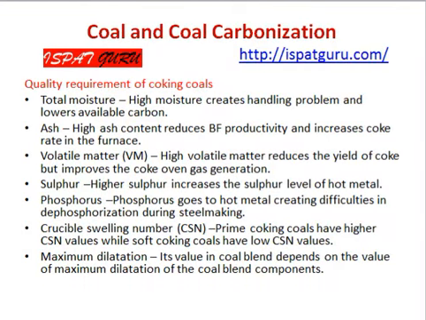Quality requirement of coking coals: total moisture. High moisture creates handling problems and lowers available carbon. Ash: high ash content reduces blast furnace productivity and increases coke rate in the furnace. Volatile matter: high volatile matter reduces the yield of coke but improves the coke gas generation. Sulfur: high sulfur increases the sulfur level of hot metal. Phosphorus: goes to the hot metal, creating difficulties in dephosphorization during the steel making.